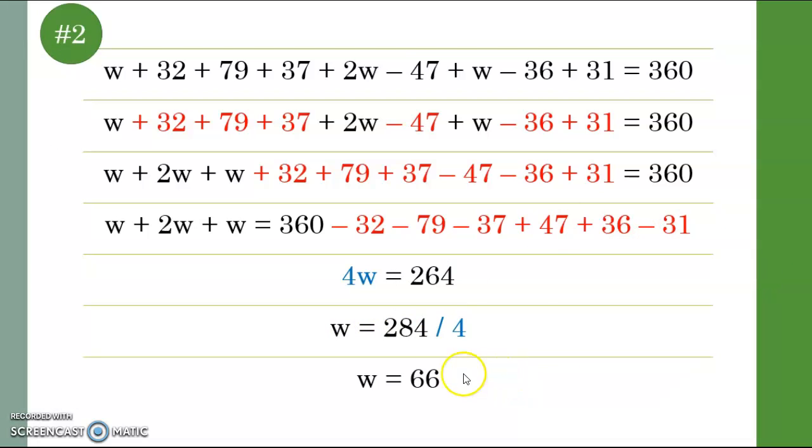On the next line, we can see that W is equal to 66. Okay, 264 divided by 4 is 66. And that concludes problem number 2.